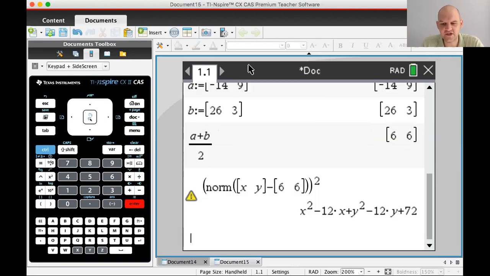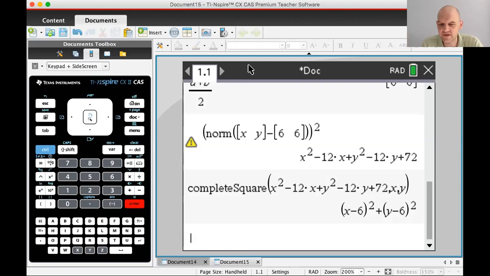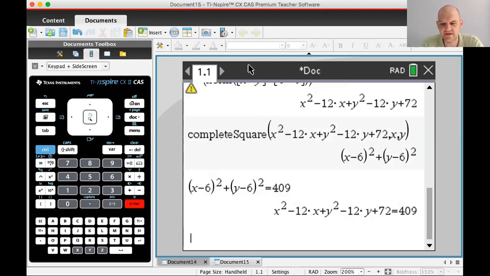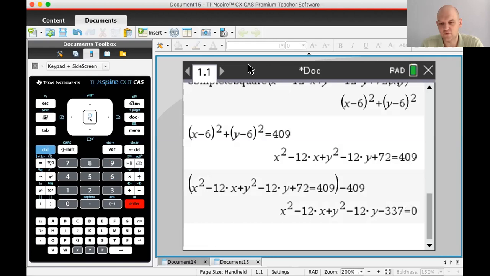So what just happened? Well, let me complete the square on the answer, comma x, comma y. Look at what it did. It finds (x - 6)² + (y - 6)², which it totally should. It's just that it expands it, because that's what it does. And then this is supposed to equal 409. So I get this, and then if I subtract 409, I get this, which is what I had, so I didn't mess that one up.